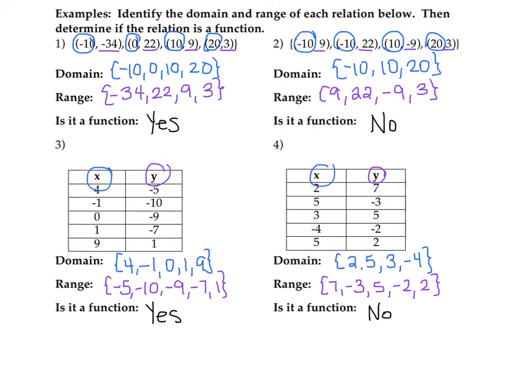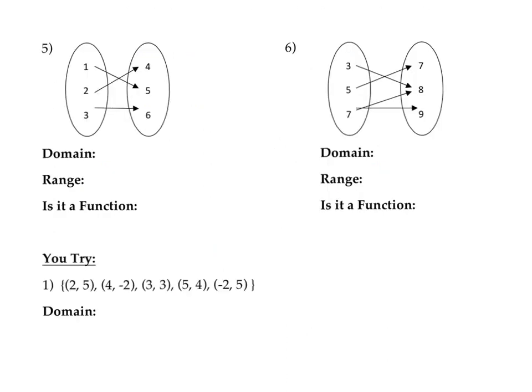Let's do 2 more examples. So in problems 5 and 6, these are called mapping problems. And in mapping problems, you want to identify the ordered pairs. We have to write down our ordered pairs. So if you look here, it goes from 1 to 5. Therefore, your first ordered pair is 1 and 5. Okay, so your first column is your x, and your second column is your y.